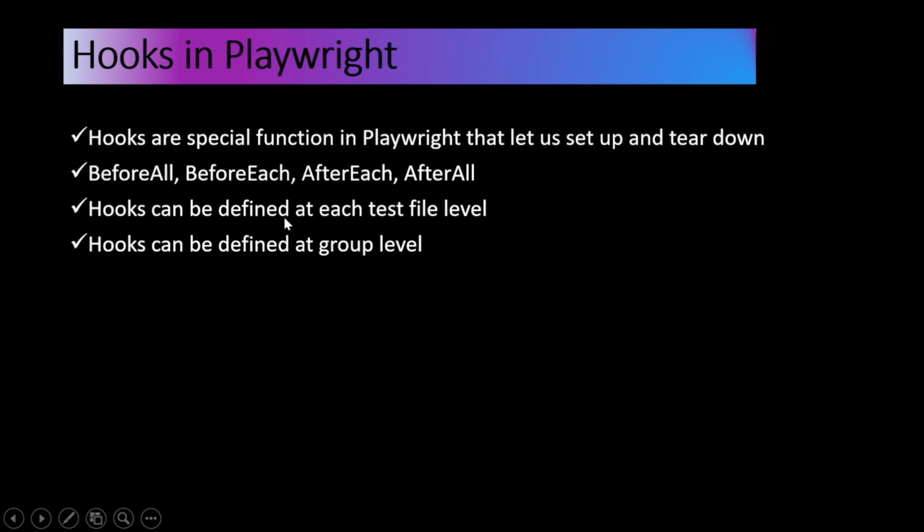Hooks in Playwright can be defined at test file level, which would be available to all the test cases of that particular file. And hooks can be defined at the group level, and they would be applicable to all the test cases of that particular group. However, if we want to use hooks for different test files, we'll have to use the concept of fixtures that we will be talking about later on, right?